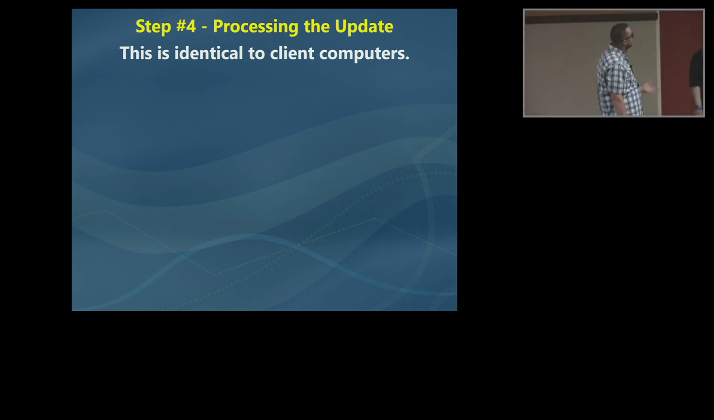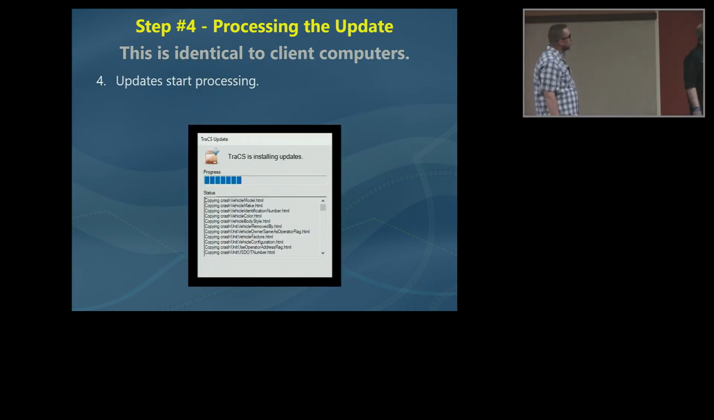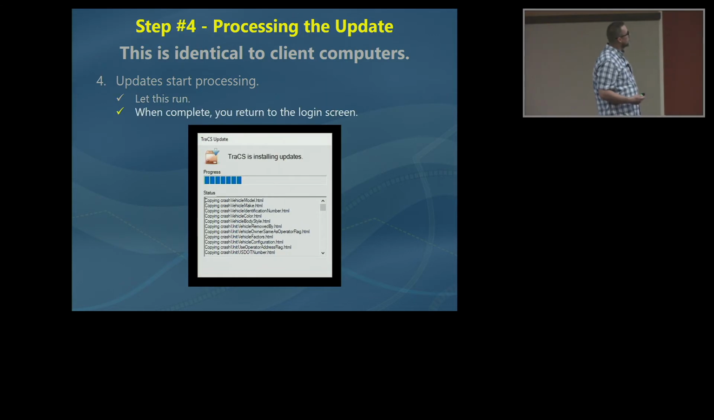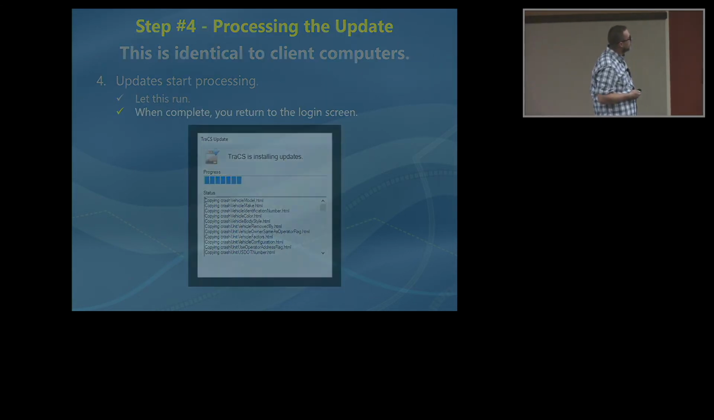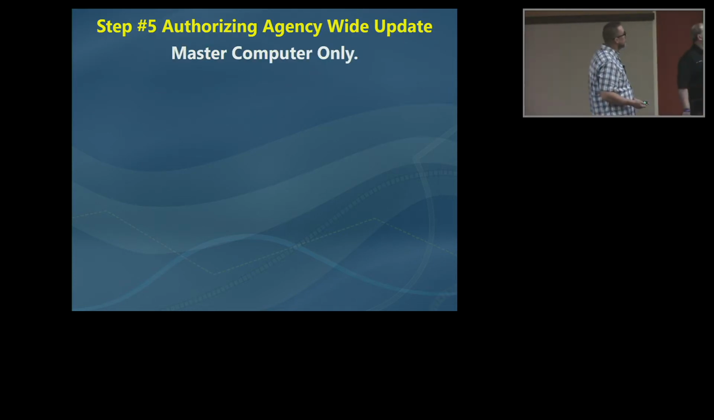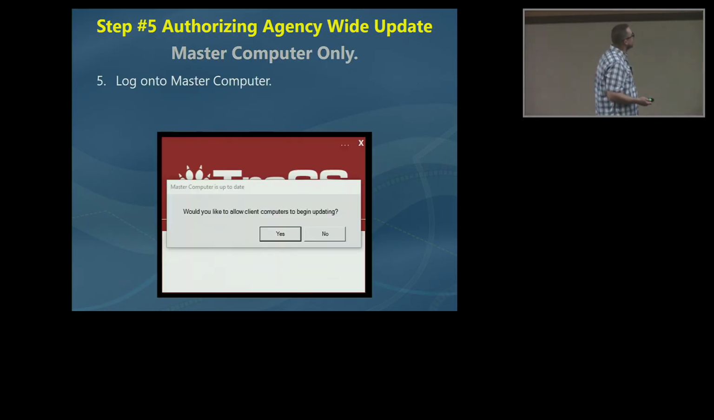This is identical to client computers and mobile computers. When the updates start processing, you're familiar with this window. You'll see it's copying a bunch of files. Let this run. Don't interrupt this. Don't shut the machine down. This is all common stuff. Don't turn anything off. Just let it process. When complete, you'll return to the login screen. At that time, the master computer should have updated everything at the agency in the databases. It hasn't allowed the other computers to update yet, but we'll get to that in a second.